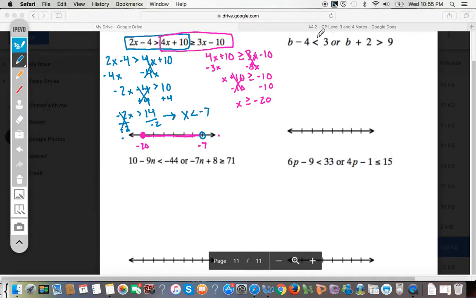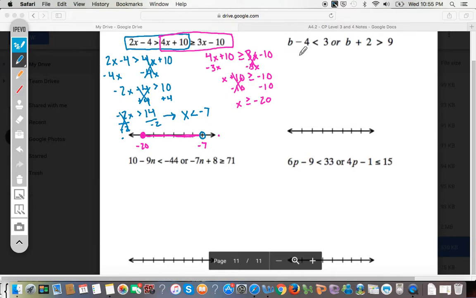So let's take a look at this one. This one's a little different. In the previous problems we've done, we've had and statements. Now we have an or statement. So we're just going to proceed like normal, and then once we get to the end, we'll figure out what we need to do. So I'll solve both of them like usual.